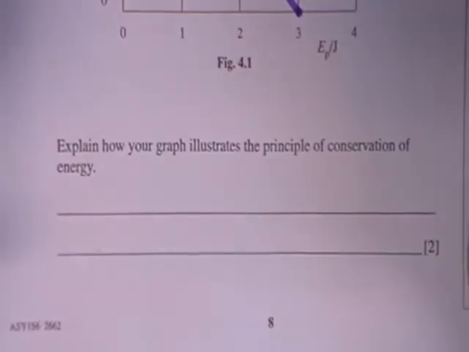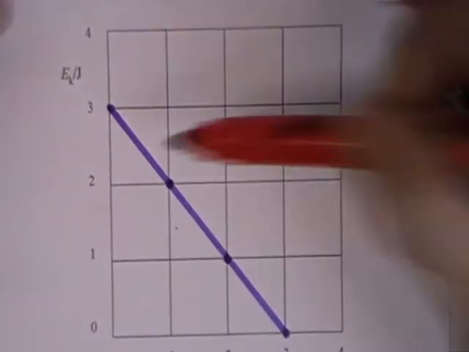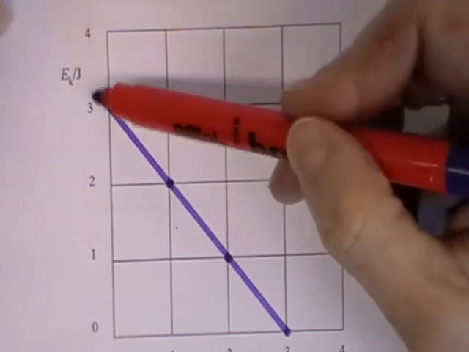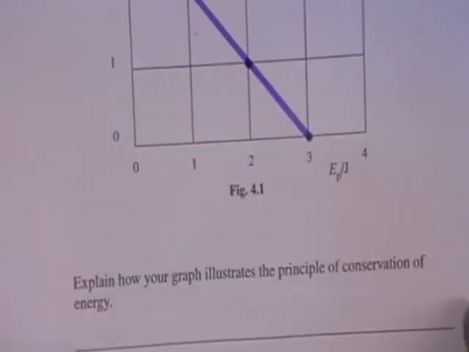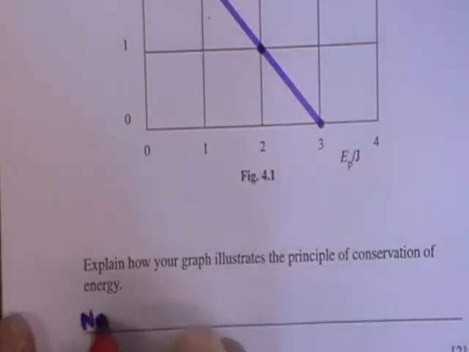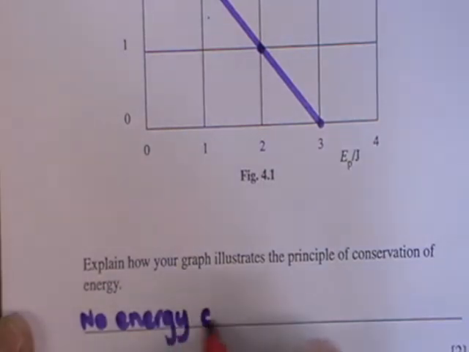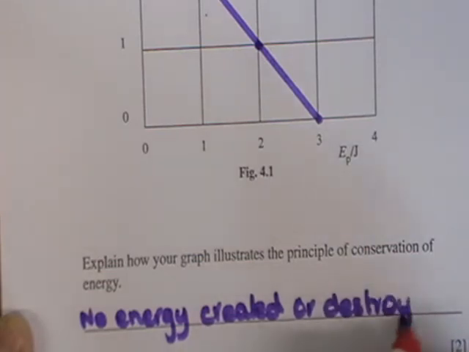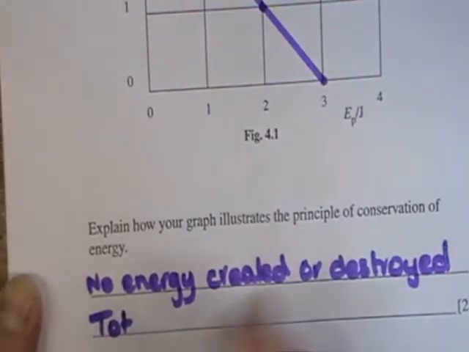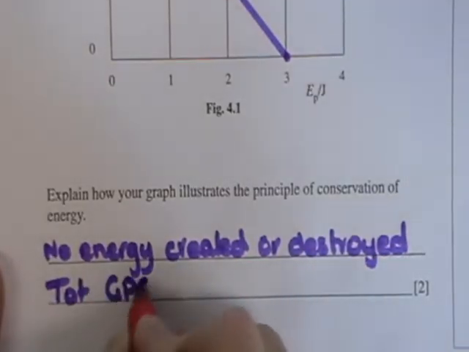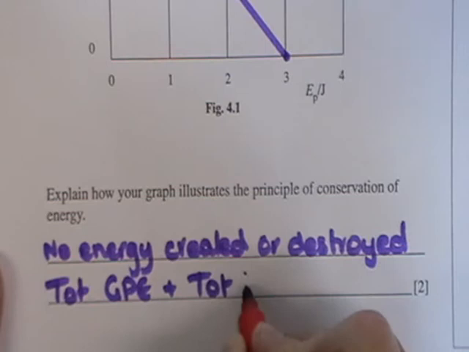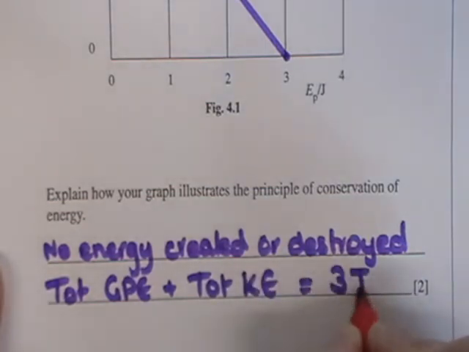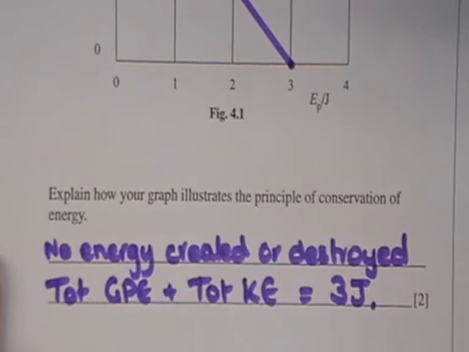Explain how your graph illustrates the principle of conservation of energy. It shows that, because every time you add up the total amount of kinetic and the total amount of potential, you always end up with an answer of 3. So it's always constant, so no energy is being lost, created or destroyed. I'm going to write in: the total GPE plus the total kinetic energy always equals 3 joules. And that proves that none has been created or destroyed.